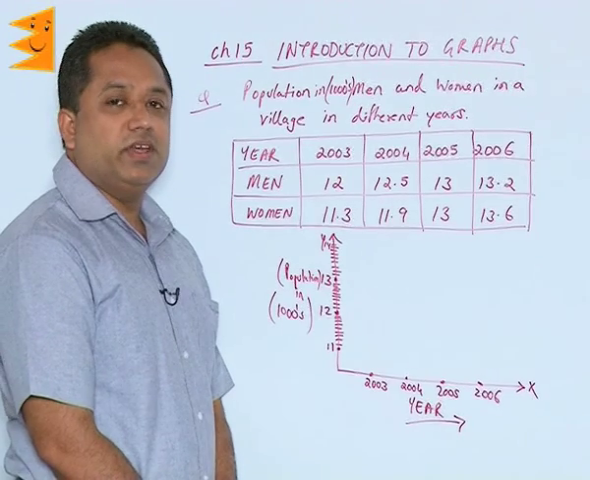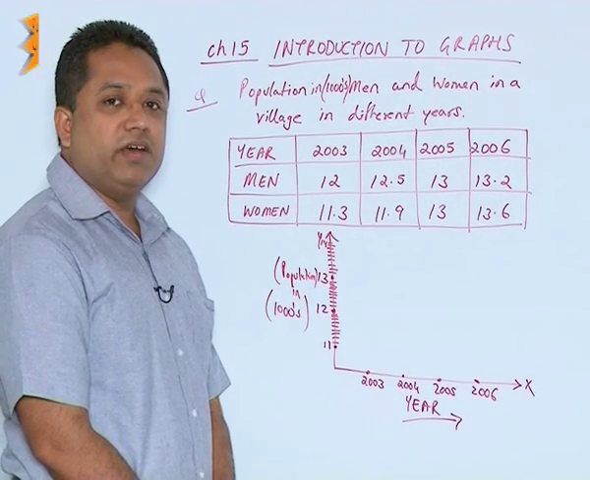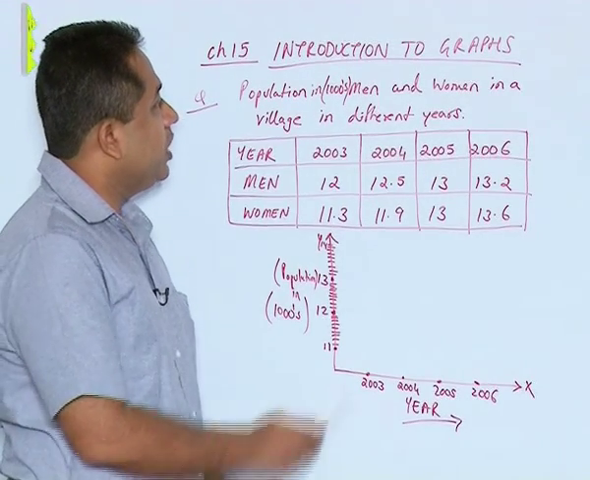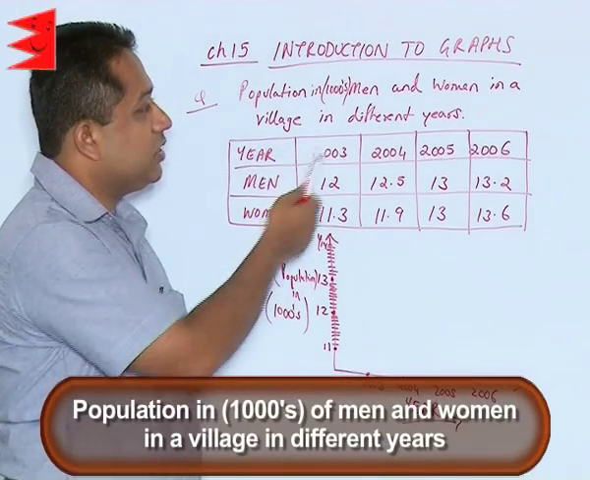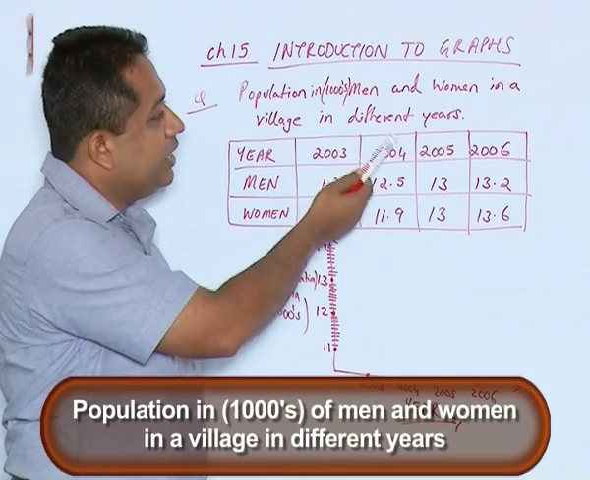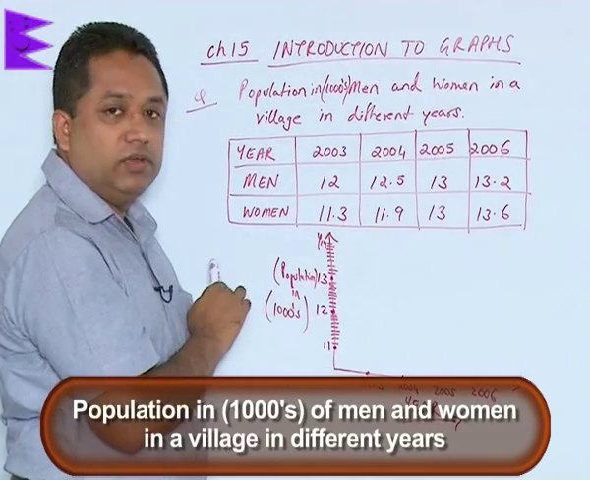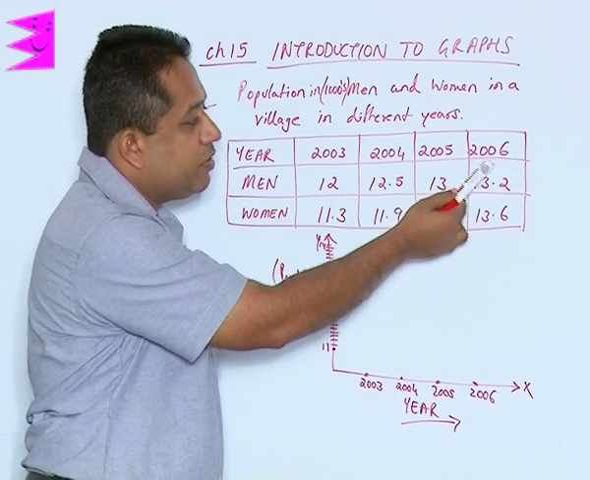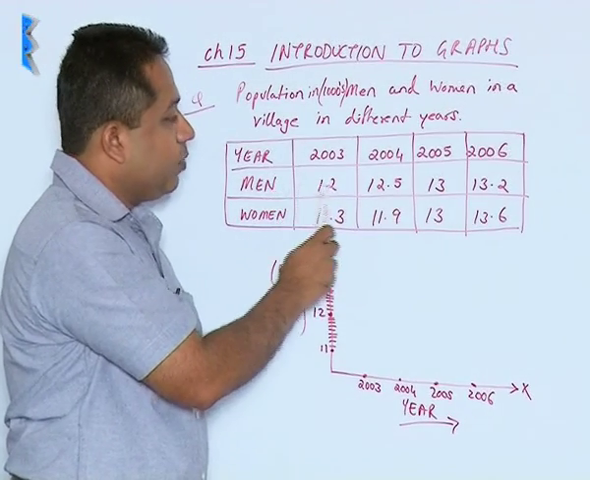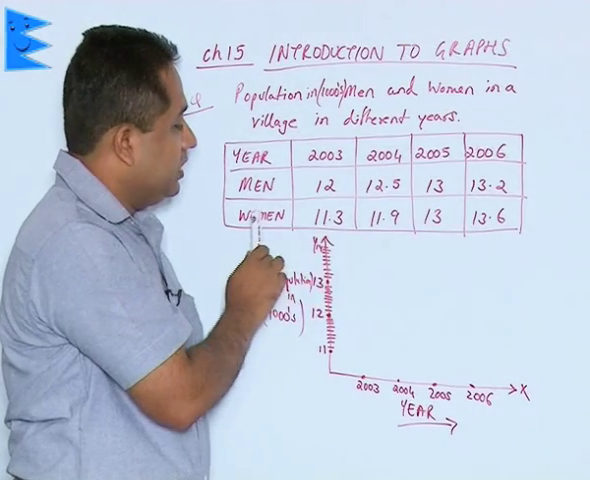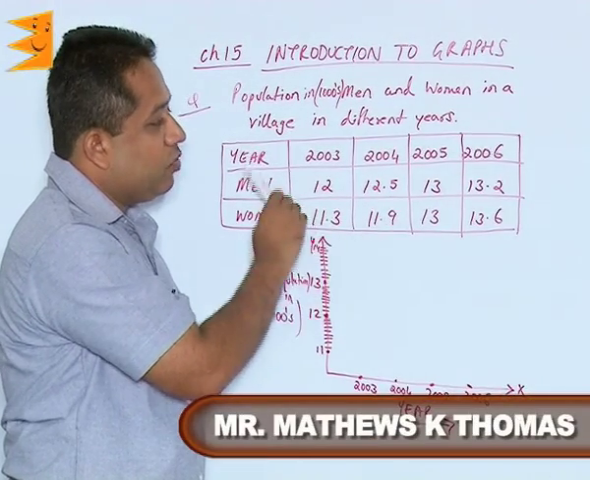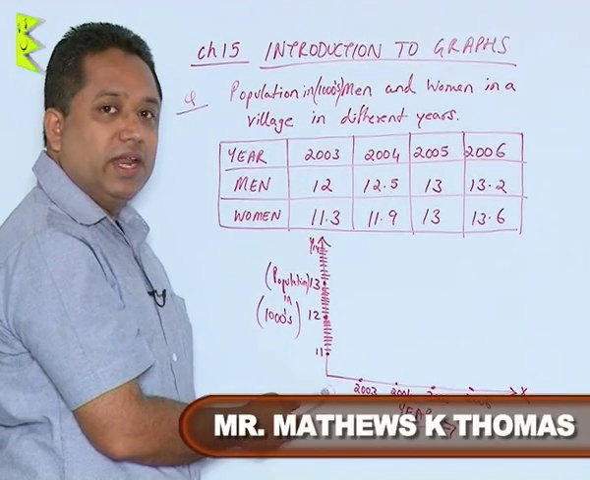Let us see a question here where we have to draw a linear graph when some data is given to us. In this question, the population in thousands of men and women in a village in different years is given. This is the year 2003, 2004, 2005 and 2006. This is the population of men in thousands and this is the population of women in thousands, and this table we have to convert into a linear graph.